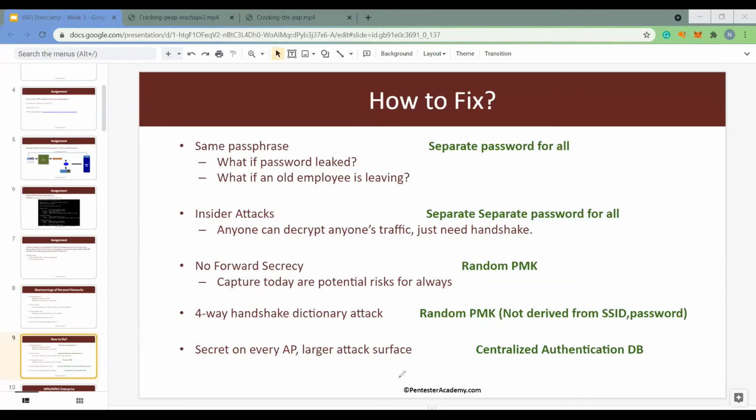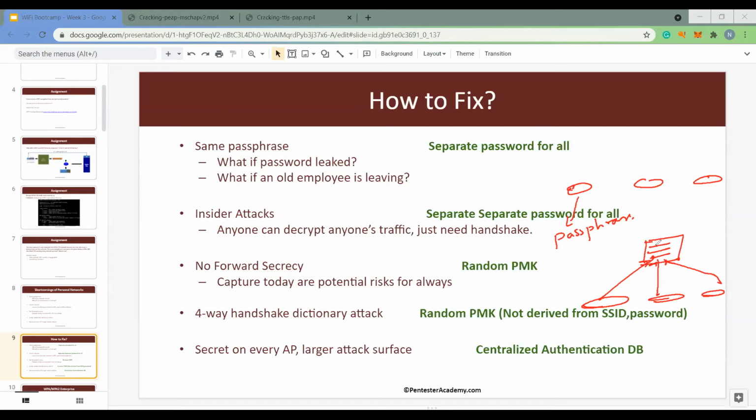Similarly, in the third one, you have secrets on every AP, so the attack surface is larger, right? That's the idea here. In the corporate environment, you will have multiple access points. One access point will be here, another is here, another is here. So if any one of these is compromised, you actually get access to the passphrase, right? How about if, instead of storing these on all of these machines, you have a centralized DB, which is used by these access points to authenticate the user? Now you have all the secrets in one place.